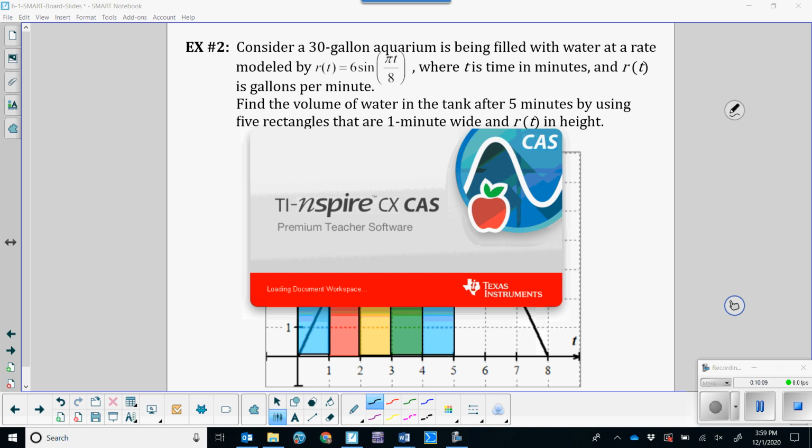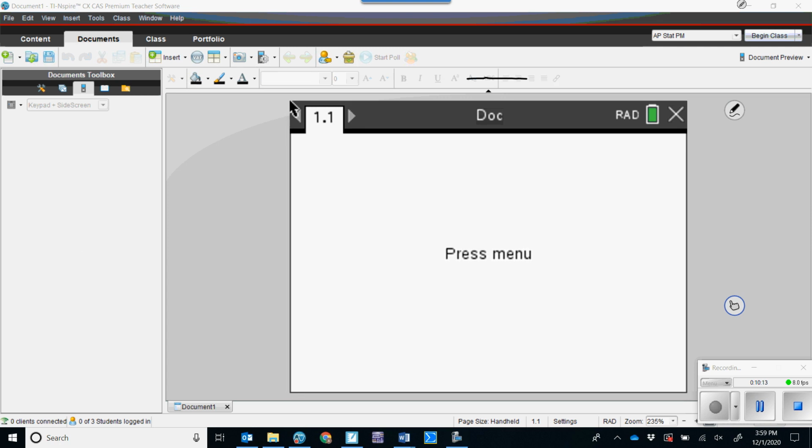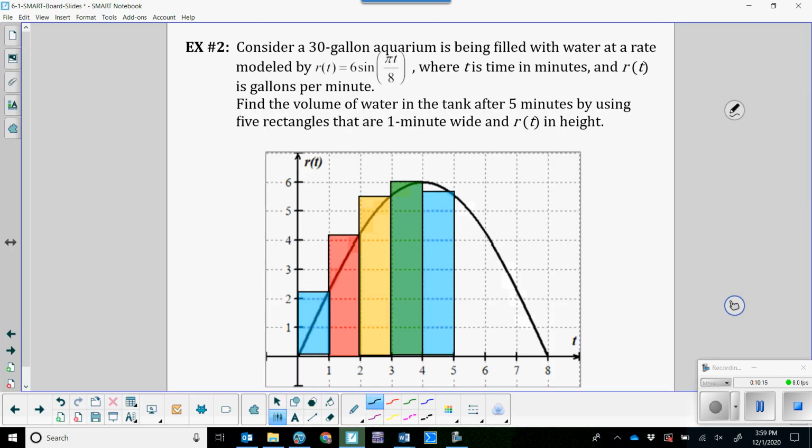t is in minutes. Always a good idea to underline. t is in minutes. And R(t) is in gallons per minute. Okay? So it's important to remember that so we get our units right. Okay, we want to find the volume of water in the tank after 5 minutes by using 5 rectangles that are 1 minute wide and have a height of R(t). So these have already been drawn on there.